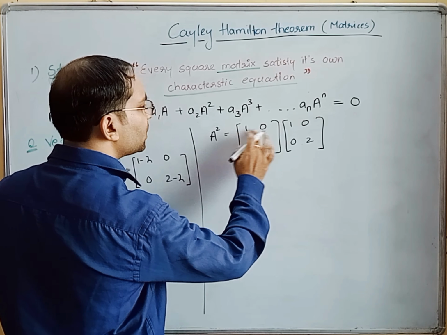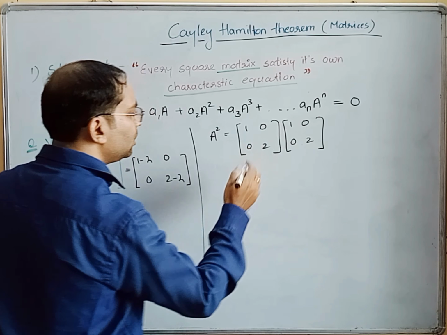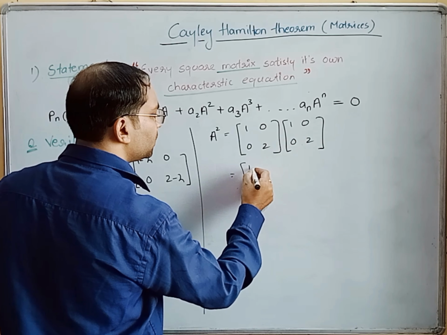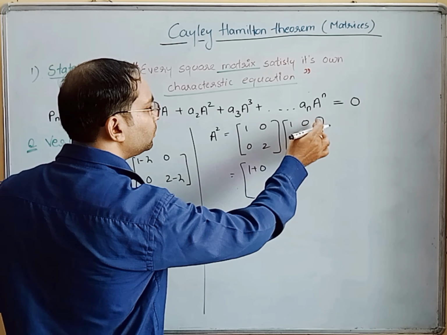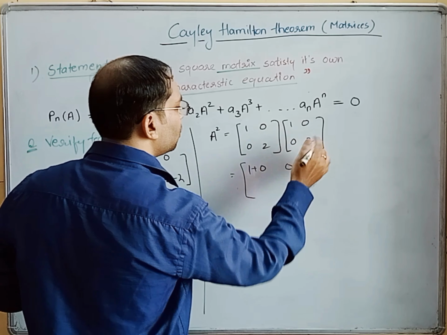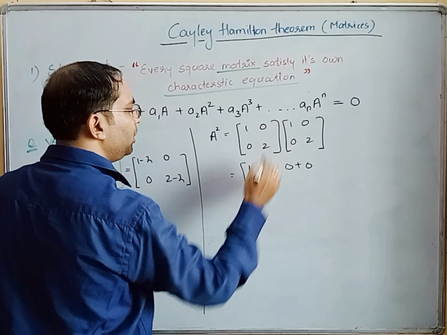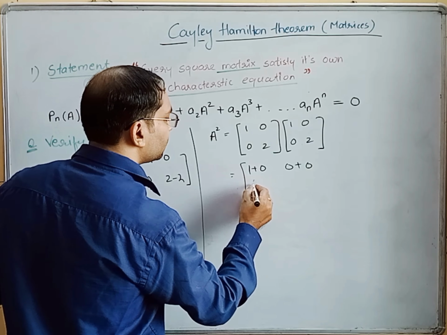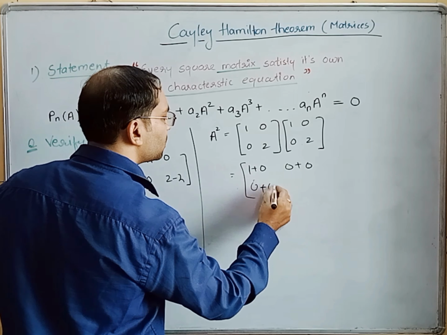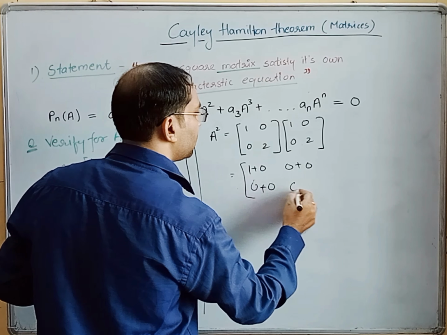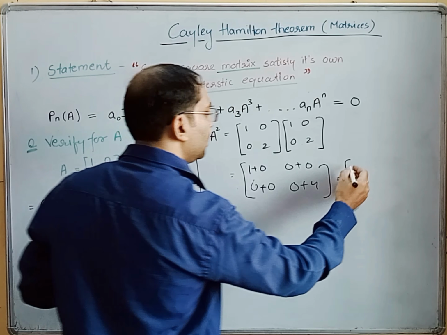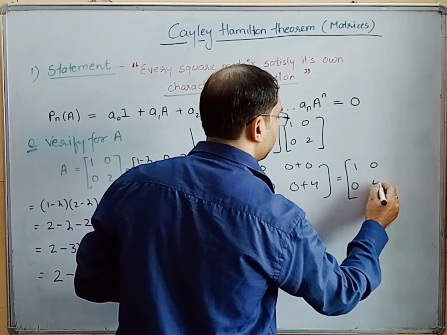Here to multiply this, we will multiply row by column. So this would be equal to 1 into 1, that is 1, 0 into 0, that is 0. Then 1 into 0, that is 0, plus 0 into 2, that is also 0. 0 into 1, that is 0, and 2 into 0, that is also 0. Lastly 0 into 0, that is 0, plus 2 into 2, that is 4. So A square comes to be 1, 0, 0 and 4.